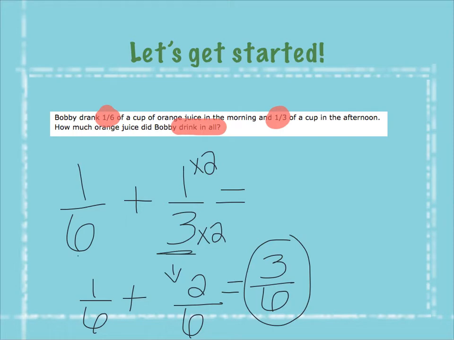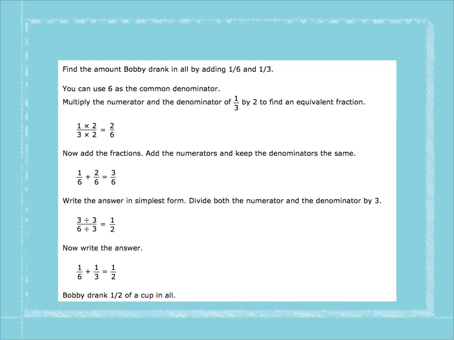And right you are. What I have to do is think about, okay, what can I divide both of these numbers by in order to make this smaller? Or maybe if you like the factors way better, what factors do they have in common that I could use? Well, I know that 3 divided by 3 and 6 divided by 3 could give me that answer. 3 divided by 3 is 1, and 6 divided by 3 is 2. So all together, Bobby drank 1/2 cup of orange juice. Great job.